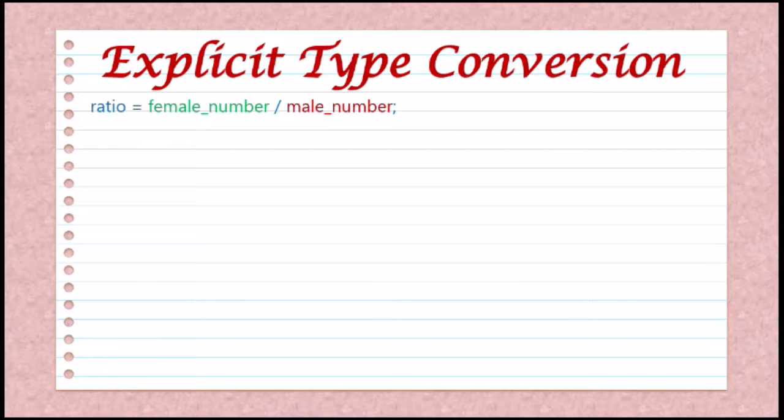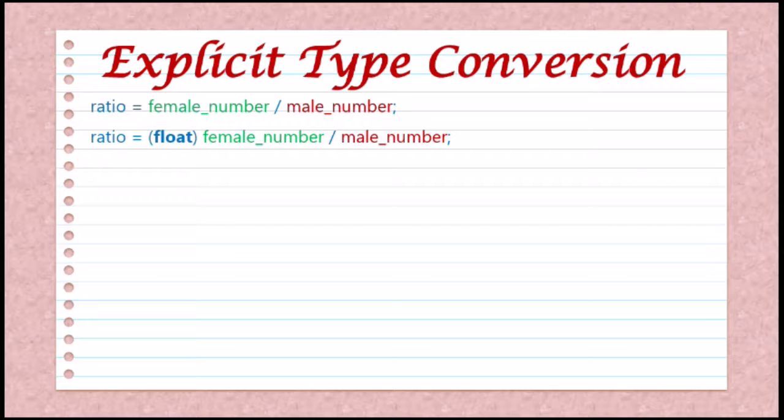Here female number and male number are integer type. Since female number and male number are declared as integer, in this statement the decimal part of the result of division would be lost and ratio would represent a wrong figure. This problem can be solved by converting locally one of the variables to floating point as given here.